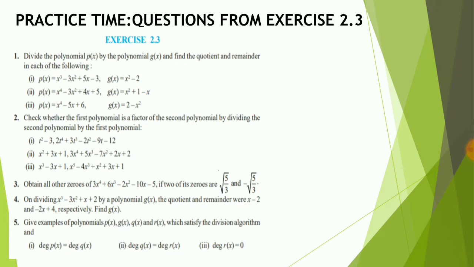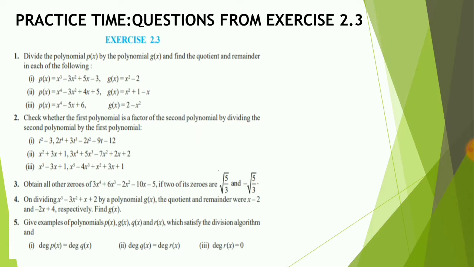The second question: check whether the first polynomial is a factor of the second polynomial. So, you will divide the second polynomial by the first polynomial and see what comes out as the remainder. If the remainder is 0, that means it's a factor of p(x). If the remainder is not equal to 0, that means it is not a factor of p(x).